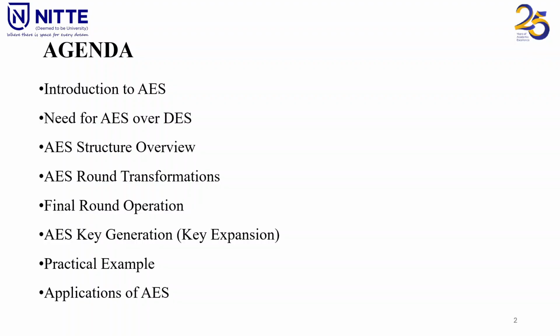In today's session, we try to understand the introduction to the AES algorithm and why it is essential compared to the DES algorithm. Then we try to understand the overall structure of the AES algorithm, the various rounds of transformations involved in every round, and the final round of the operation. Then we have to understand the key expansion, so how we are going to generate the key for every round, the practical example, and the applications of AES.